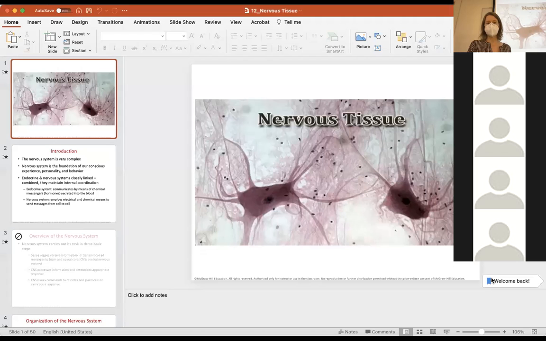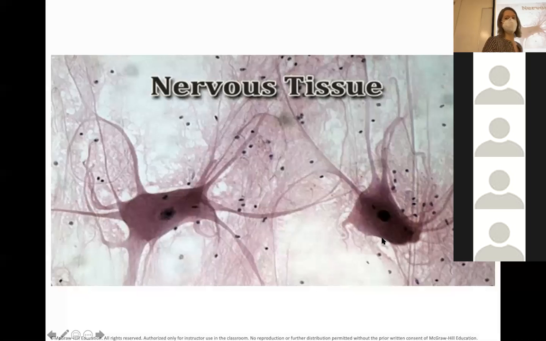Okay, so nervous tissue is our next chapter here. I'm sure you guys can see there. Nervous tissue has a lot in common with muscle tissue in how it functions, which is kind of nice. So if you understand muscle tissue, and hopefully you will by the time the test comes around on Wednesday, you'll understand a lot about nervous tissue as well.